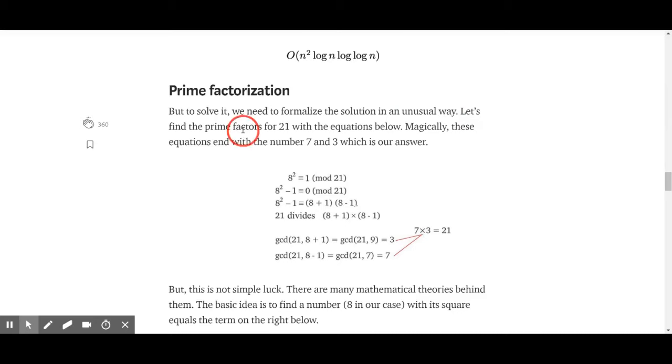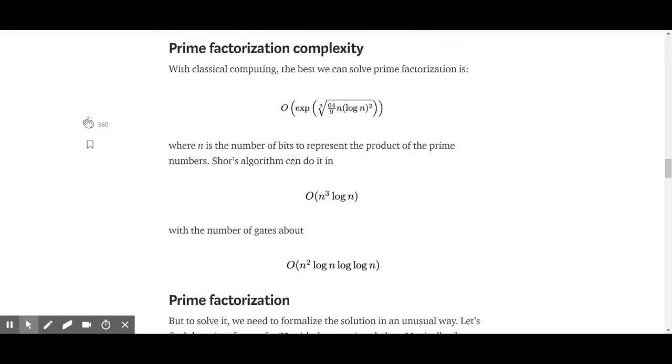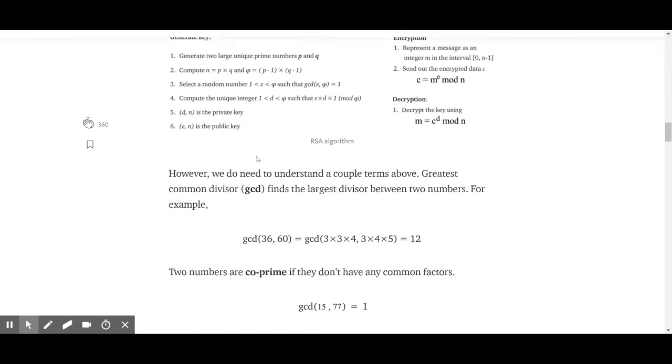Let's find the prime factors for 21 with the equations below. Magically, these equations end with the numbers 7 and 3, which is our answer. Wait a second. Why is this starting with 8 to the power 2? 21 divides 8 plus 1 times 8 minus 1, because this is then part of that.